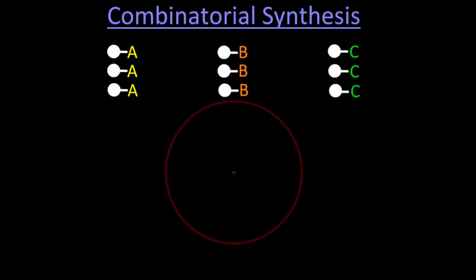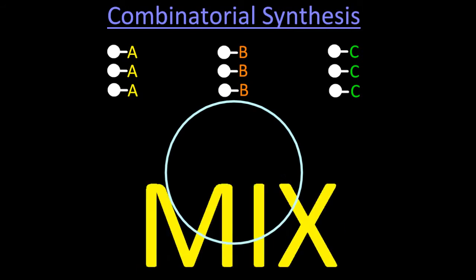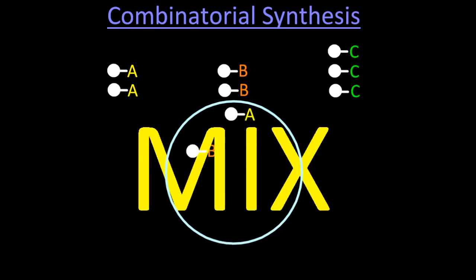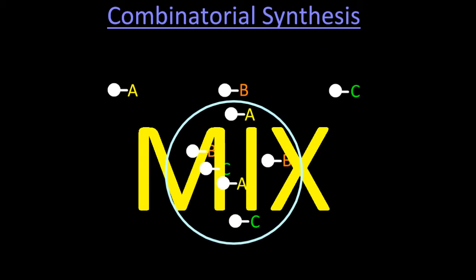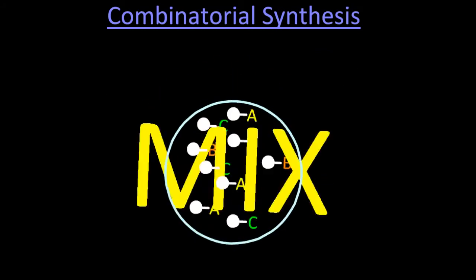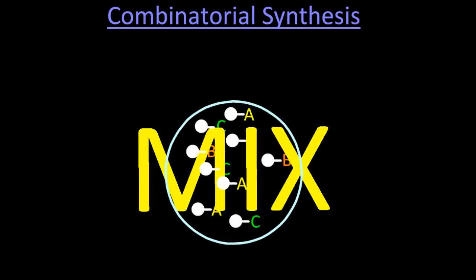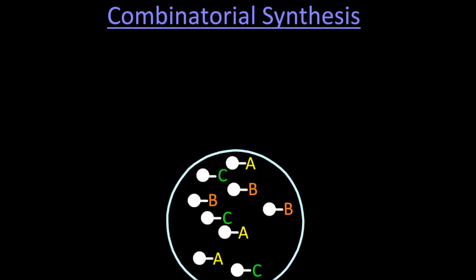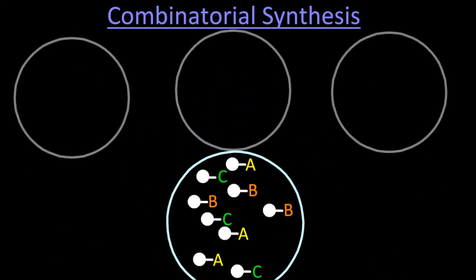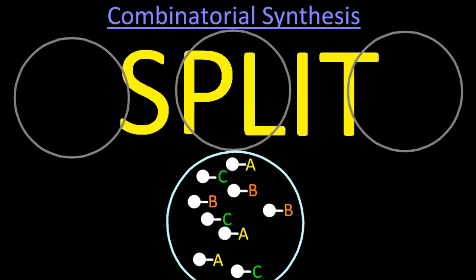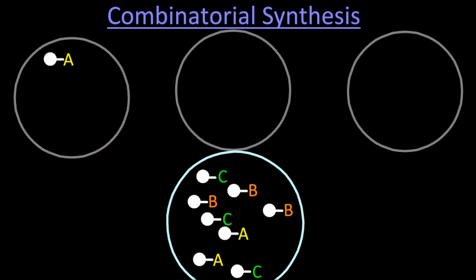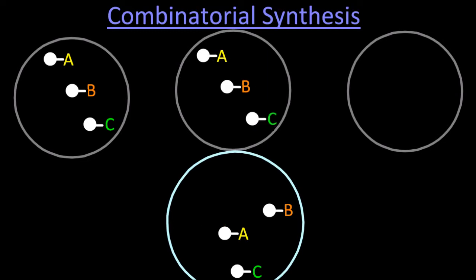First of all, we're going to put them all into a container, and that's called mixing. That's the first half of the mix and split method. So mix them all up together, there we go. Now split them up into 3 separate containers in this case. So each one is now going to contain some A, some B, and some C.